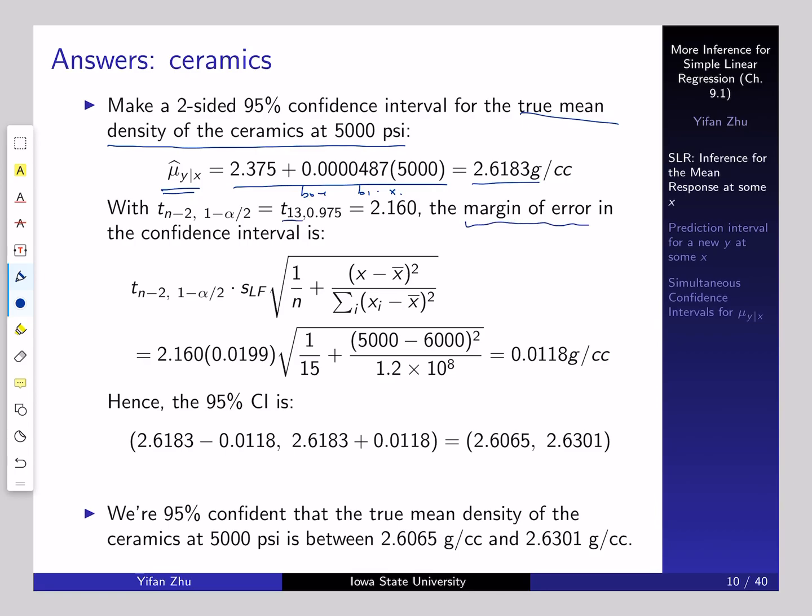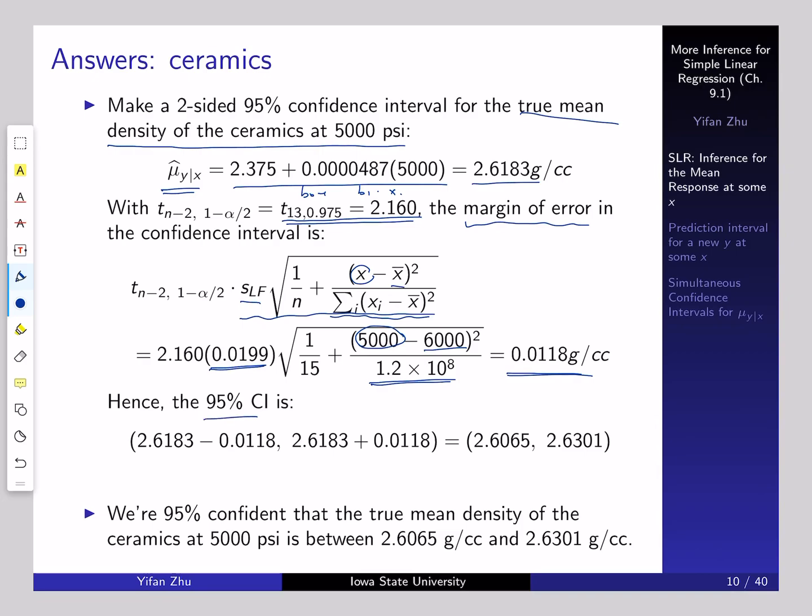Then you calculate the margin of error. For the 95% confidence interval, again, we will use the same quantile, t13, 0.975. And the standard error will be different because you use a different x. So S_LF, and x is 5,000, x bar is 6,000, and the sum of squares in the denominator is again the same thing. So the margin of error you get is 0.0118.